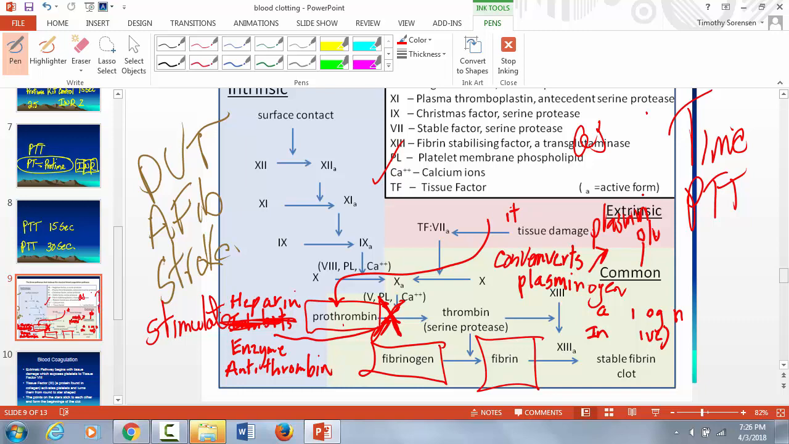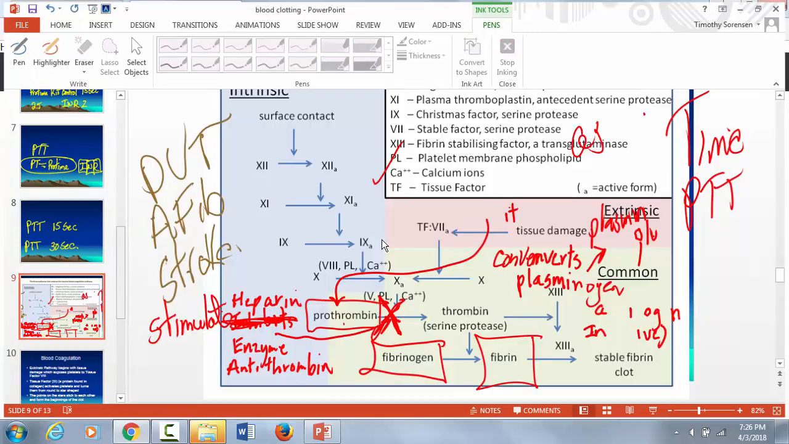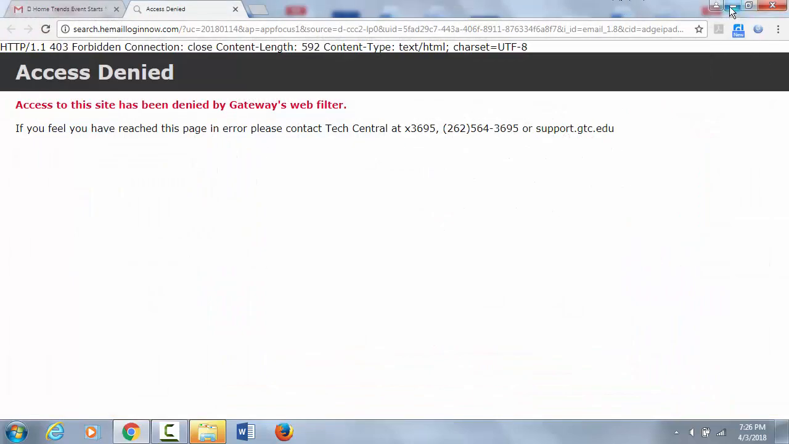Again, I don't want you to know all the clotting factors. Just understand that the intrinsic pathway forms a stable clot because there are more enzymes activated. Extrinsic is an unstable clot, but it's quicker, and then how heparin and Coumadin work and the like. Okay, that's very good. Did I answer that question? Yes.